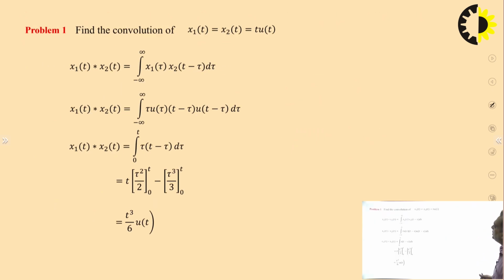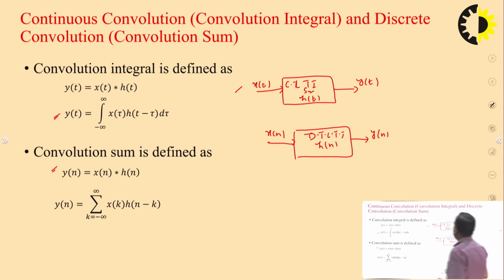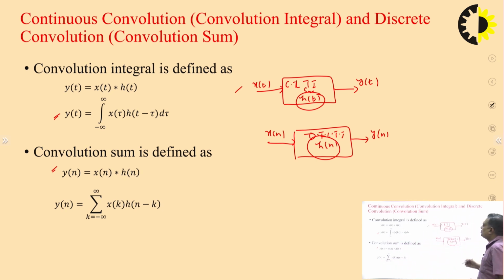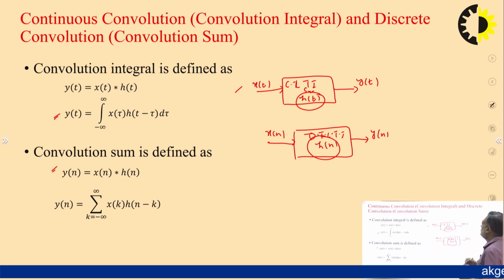Now we will see another important thing. Here we have taken one signal as the impulse response of the system, but it is also possible that convolution can be applied for two arbitrary signals x1(t) and x2(t). You can also find out the convolution between these two sequences or signals, and here again between x1[n] and x2[n].